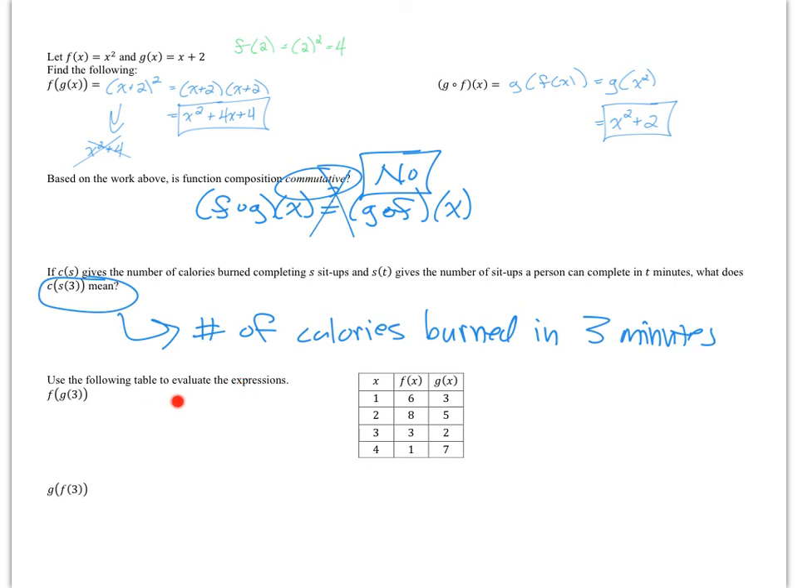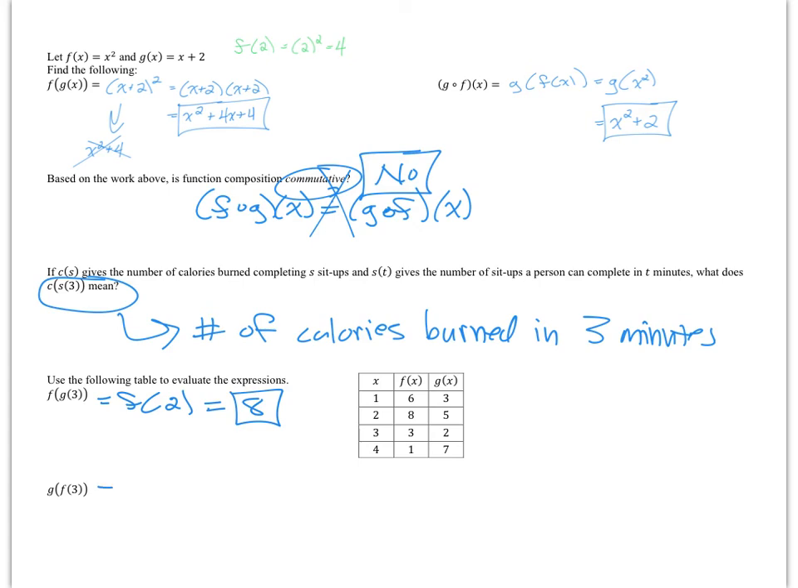Moving on to the table. If we have a table of values, what is f of g of 3? Always start on the inside, like I said up here. What is g of 3? G of 3 is 2. So this is asking f of 2. F of 2, we can see from the table, is 8.